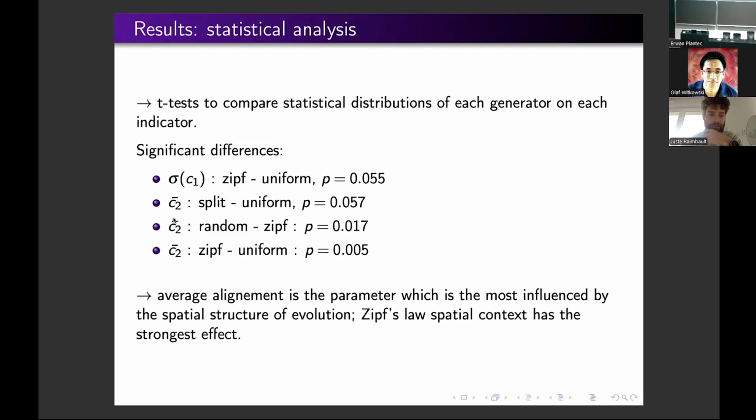And then for the average of C2, uniform is different from split and zip, and random zip also. So it means that the average element is the parameter most influenced by the space. It's quite surprising, and I don't know how to interpret this. Why are other parameters less influenced?